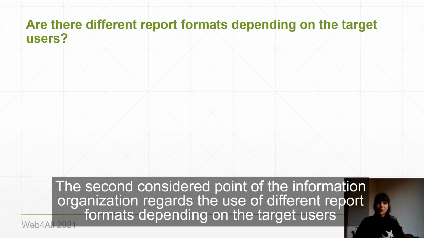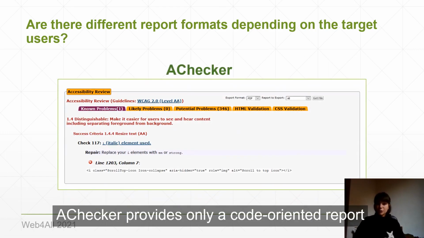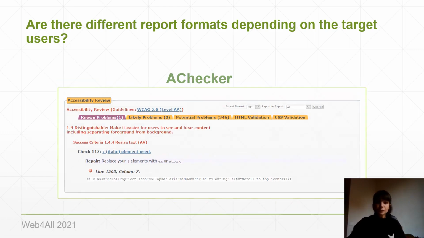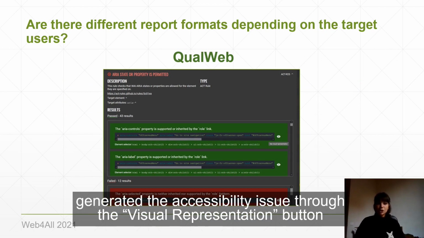The second considered point of the information organization regards the use of different report formats depending on the target user. HAcker provides only a code-oriented report. QualWeb mixes the developer display and a preview of the user interface part that generates the accessibility issue through the visual representation button.